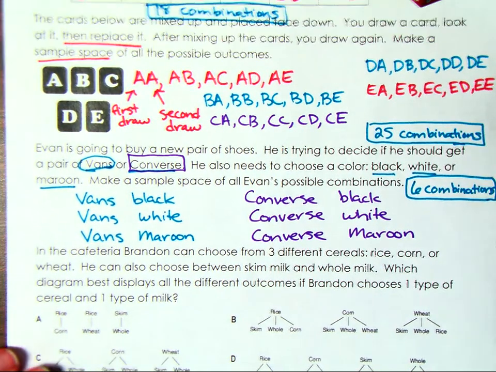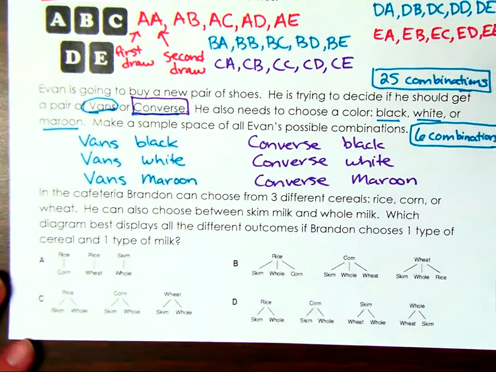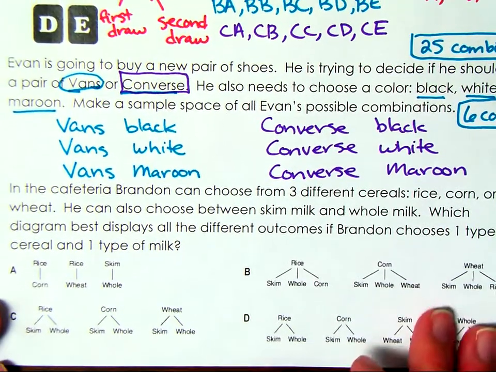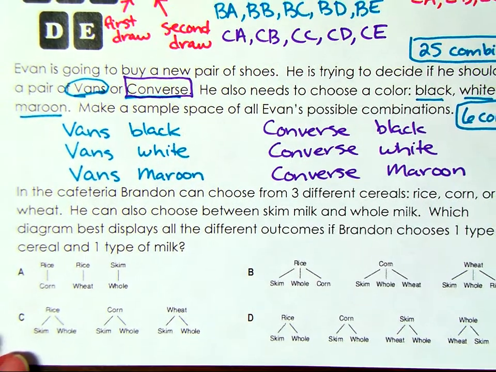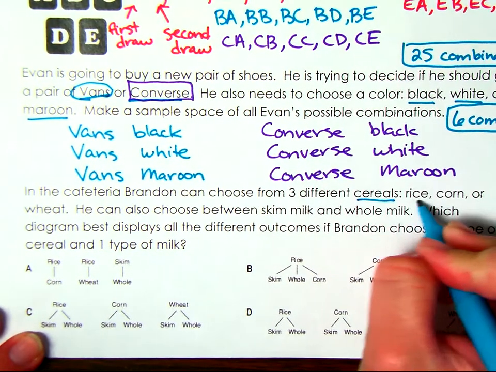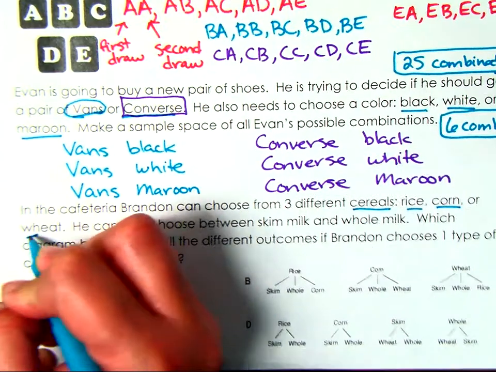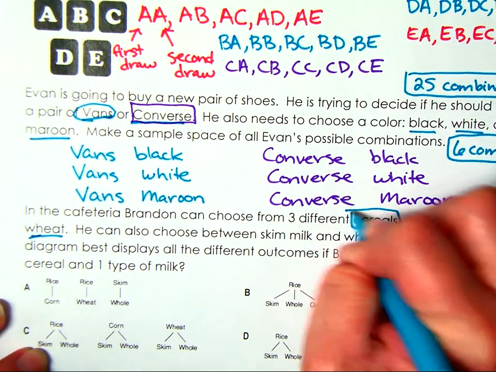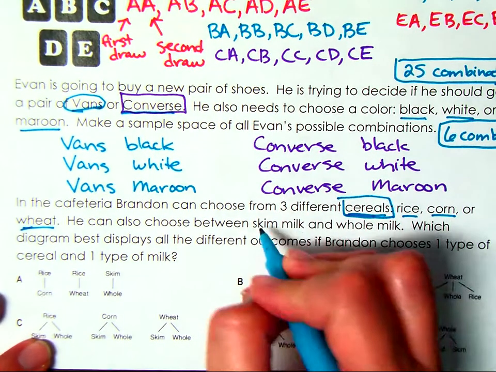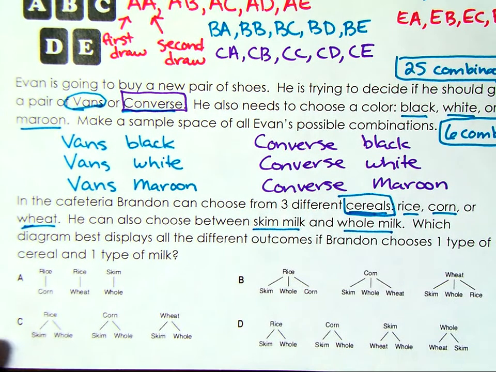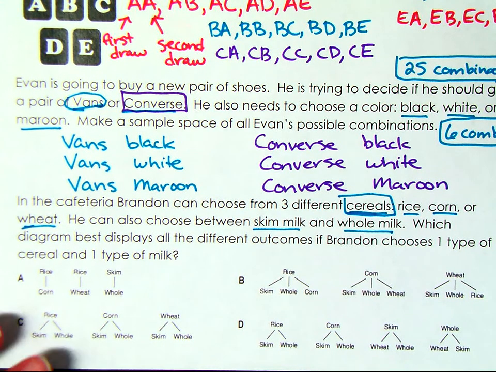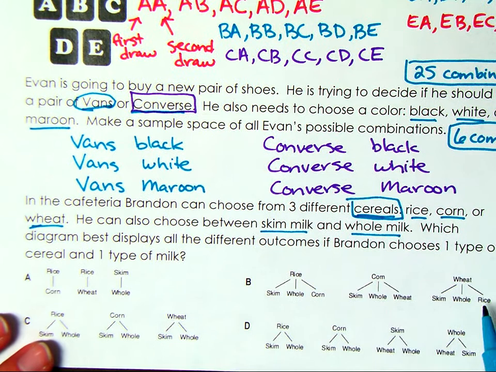All right, let's look at this last multiple choice question. It says, in the cafeteria, Brandon can choose from 3 different cereals. He can choose rice, corn, or wheat. So these are the 3 different cereals. He can also choose between skim milk and whole milk. So he's got 3 different cereals and 2 options of milk. Which diagram best displays all different outcomes that Brandon can choose if he chooses one type of cereal and one type of milk?